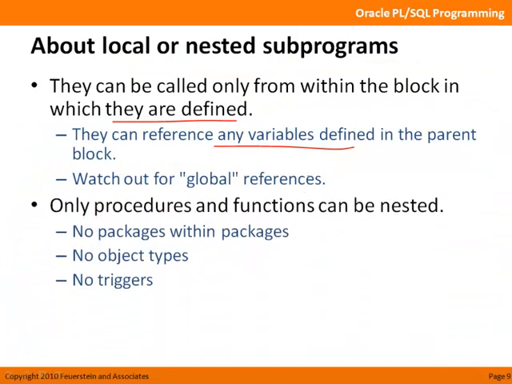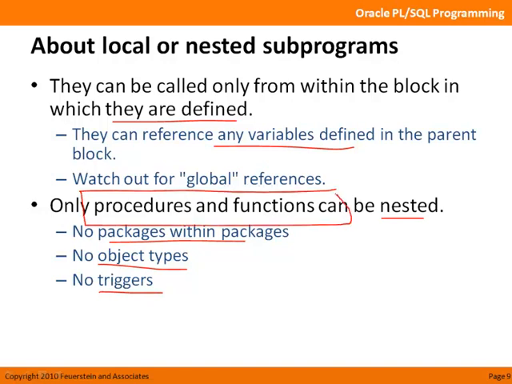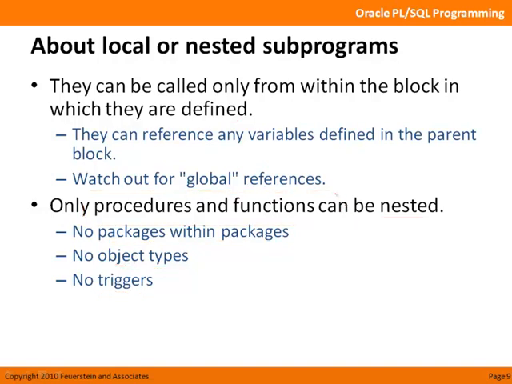Only procedures and functions can be nested in this way. I can't have packages within packages. I can't put an object type inside a declaration section of my piece of code. I can't declare triggers. So this is functionality that's specific to procedures and functions, but boy is it a great feature. It allows me to hide details. It allows me to avoid repetition in my code. Really excellent feature, and it's the core of writing tiny chunks of code.